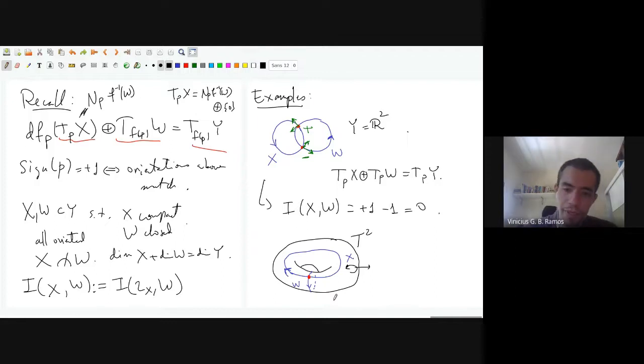Okay, so that means that if I first pick the vector in X, and then I pick the vector in W, this basis is positive with respect to this orientation. So that means that this intersection point here is a positive point. So that means that I of X and W is +1. Okay, so this is what it is. If you change one of the orientations, then you change the sign. If you change two orientations, then you change the sign twice, and then you get back to the original sign.